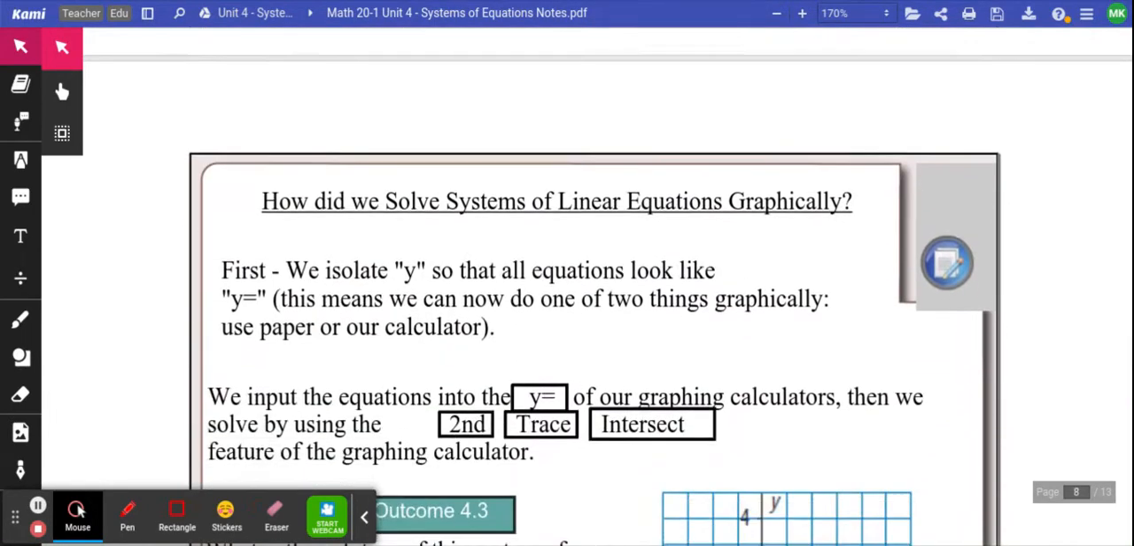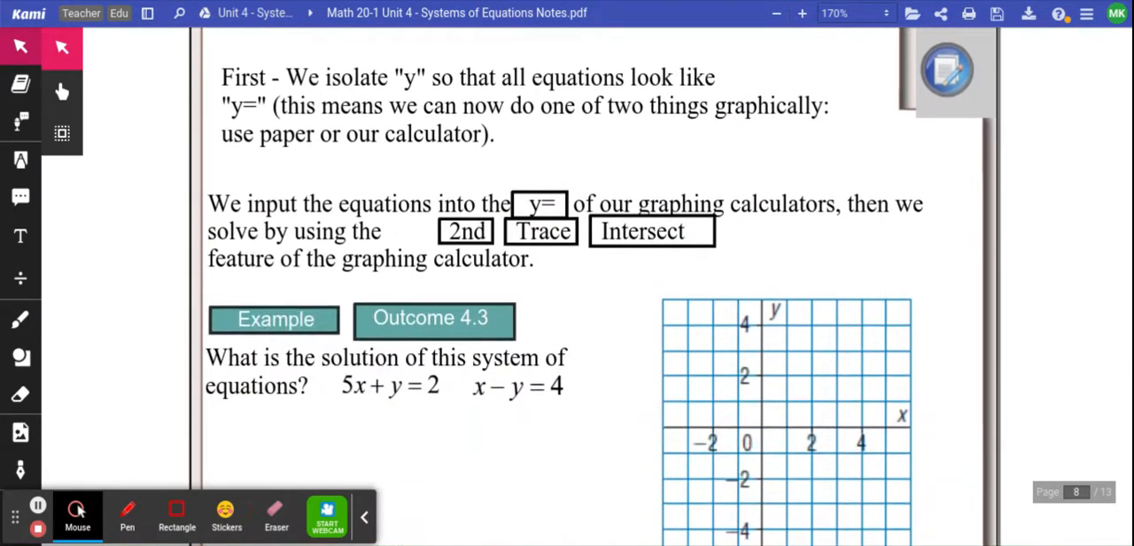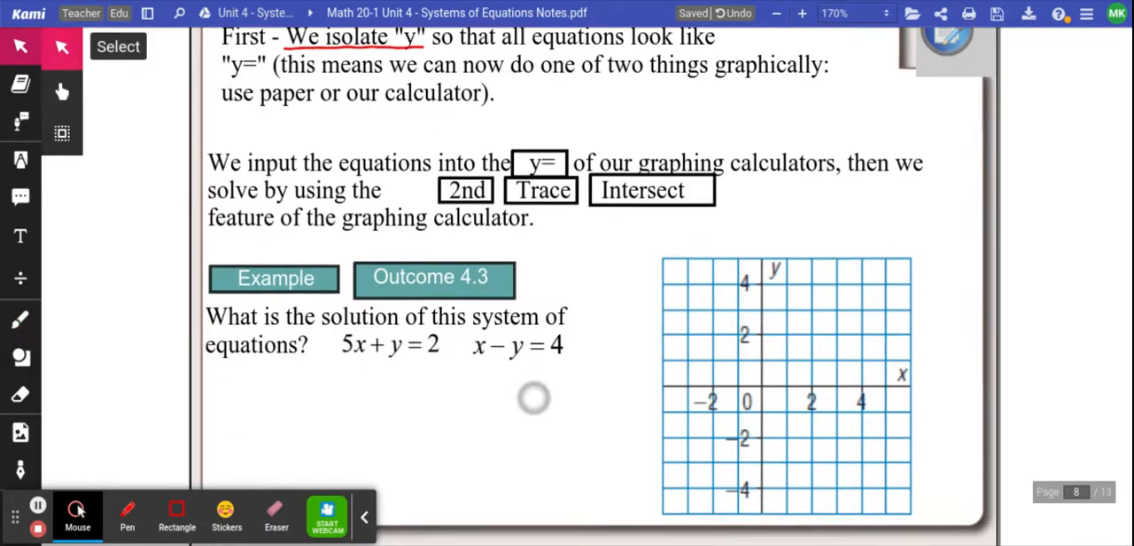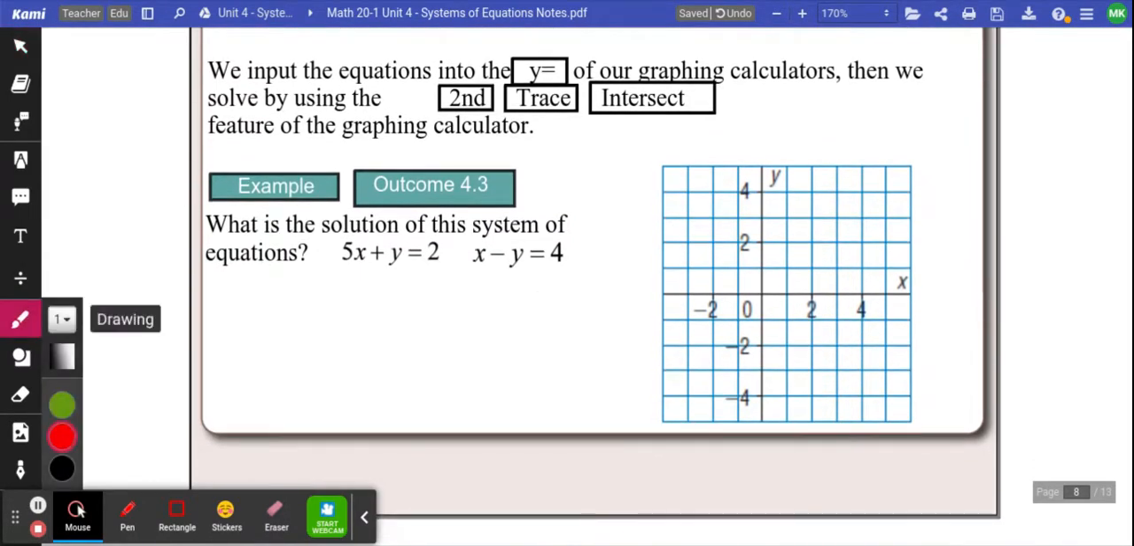The only trick to graphing is that you have to have an equation where you isolate y. So graphing only works if it's y equals. You can't graph if you have something else. So if we jump right down to this first example, we've got: what is the solution to this system of equations? And if you look at your equations, this is not y equals.